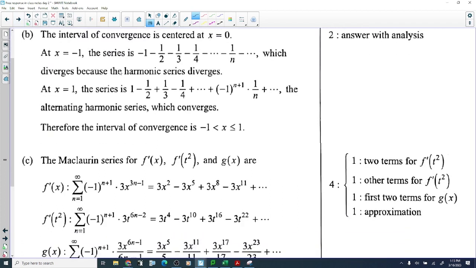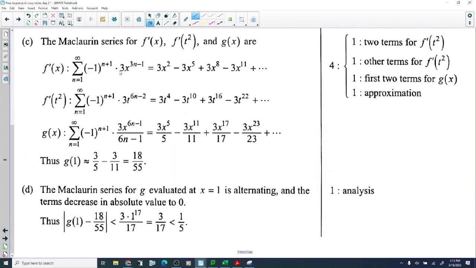Here's the rubric if you want to take a look at what gets you all the points.